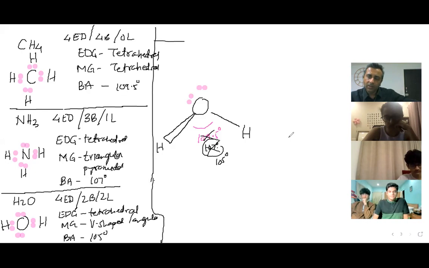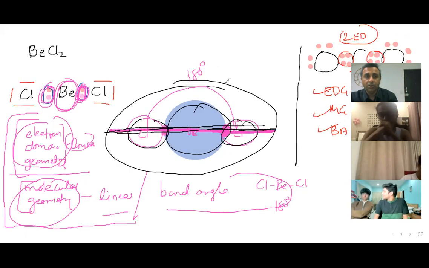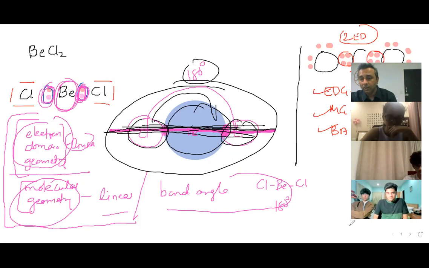Okay, any questions? No, sir. So we have seen 6 cases. Okay, we have taken 6 cases here. First, 2 electron domains. Then electron domain geometry linear, molecular geometry linear, bond angle 180.